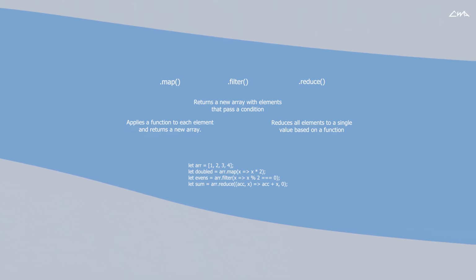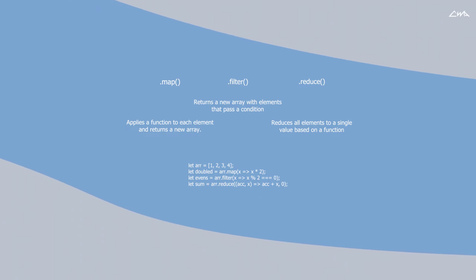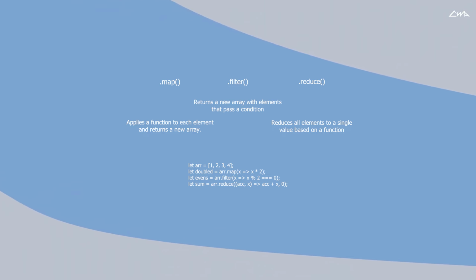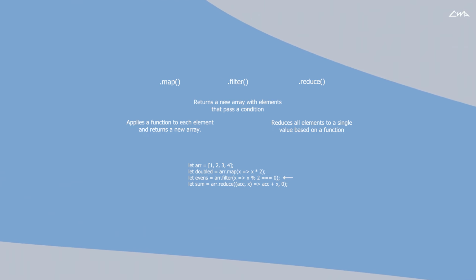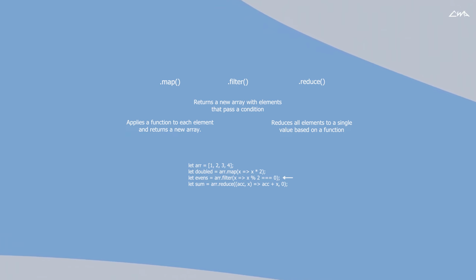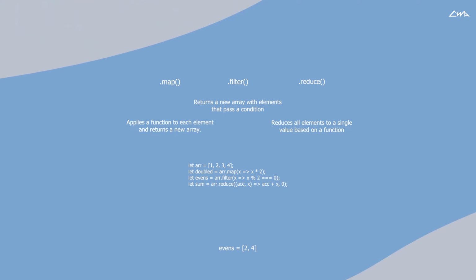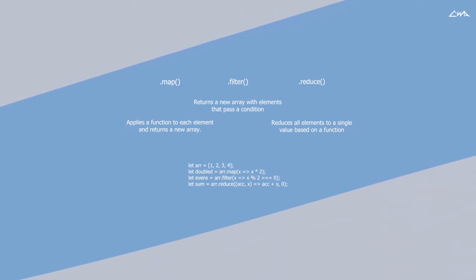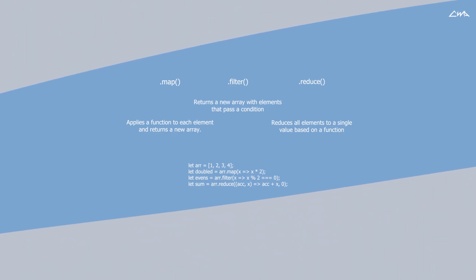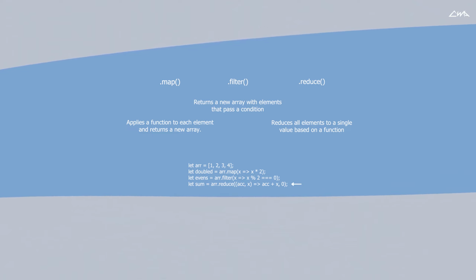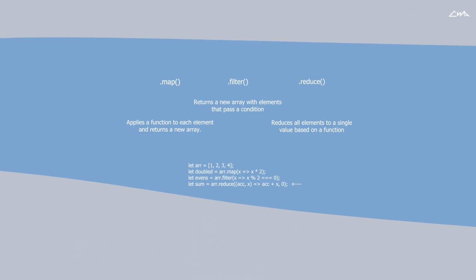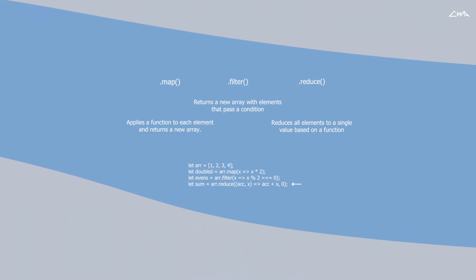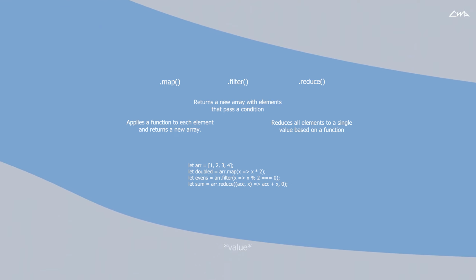Next we have let evens equals arr.filter x modulus 2 equals 0. Over here, we are finding the even numbers, where x is divided by 2 and it checks if the remainder is 0. Once the condition matches, it returns the element. For our case, the value of the variable evens is 2, 4. Next we have let sum equals arr.reduce acc, x, acc plus x, 0. Over here, acc stands for accumulator, and this function is being used to add up all the values of the variable arr. So the value of the variable sum will be 10.